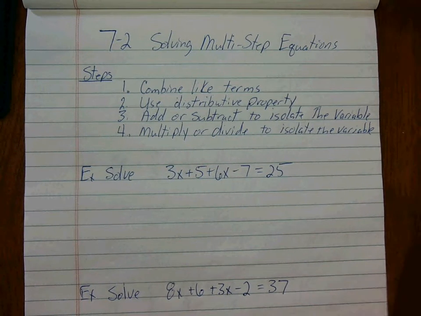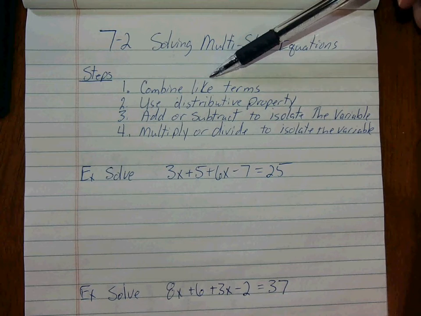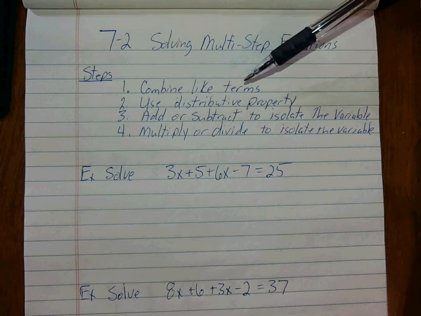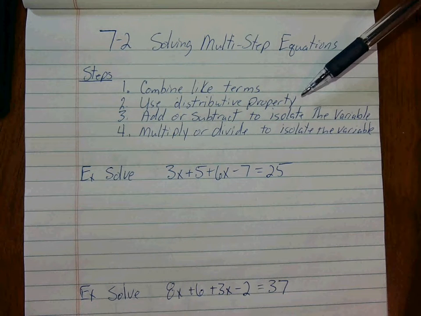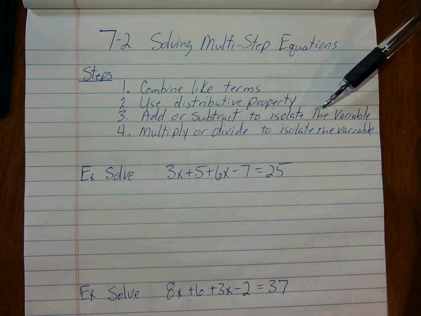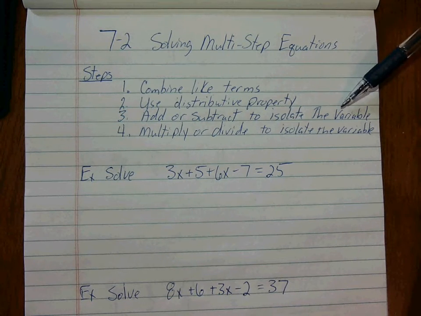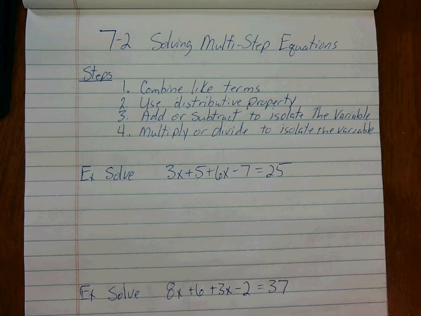Today we're going to start 7-2, solving multi-step equations, and we have a couple of steps here. Step number 1, first thing that you're going to look at is you're going to combine like terms. Second, you're going to use the distributive property. Third, you're going to add or subtract so that you get the variable all by itself. And then your last step, you're either going to multiply or divide to isolate the variable, get it all by itself.